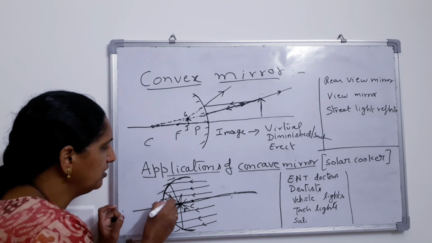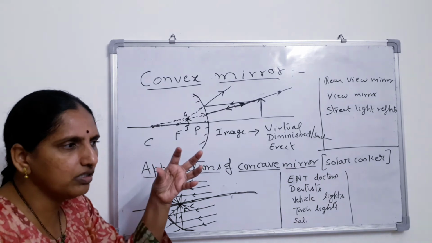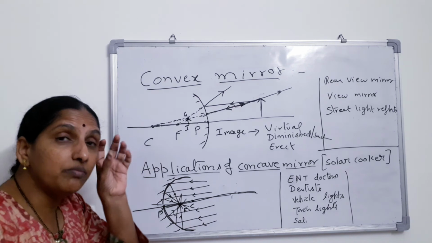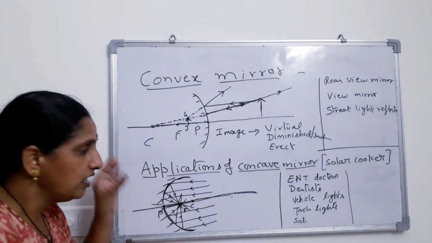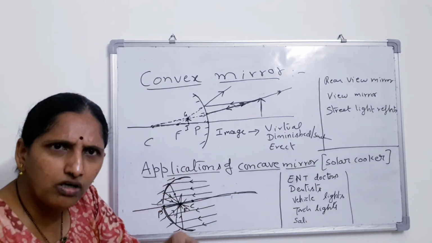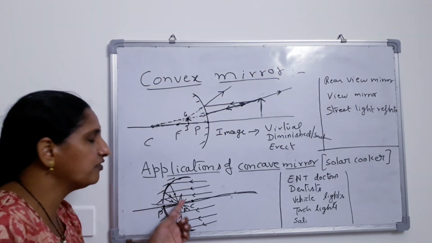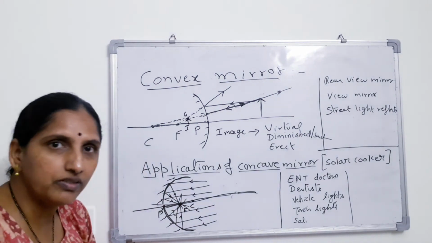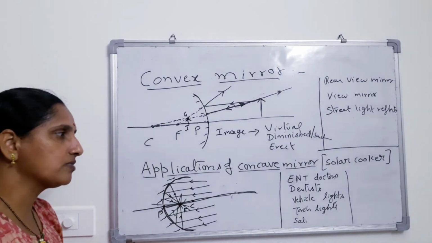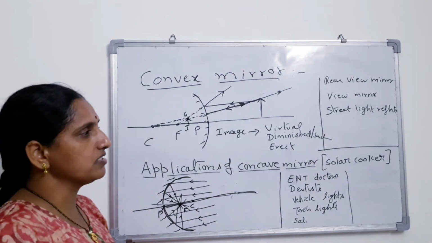So this is how the reflected rays focus at a particular point. All these converge at a point, so the intensity of the light here is very high. The thermal radiation coming from the sun is made to converge at one point, so it becomes very hot there. Therefore, this area is used for cooking purposes. That is the principle of the solar cooker, one of the applications of the concave mirror.